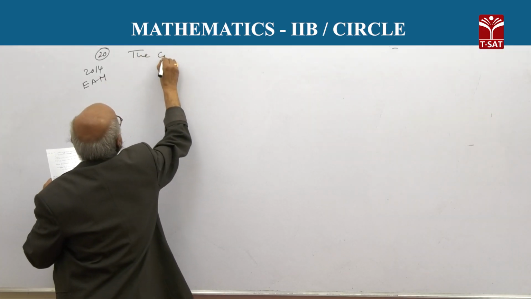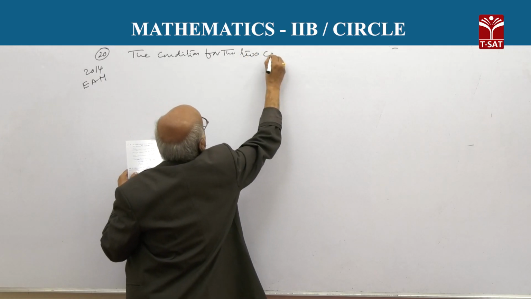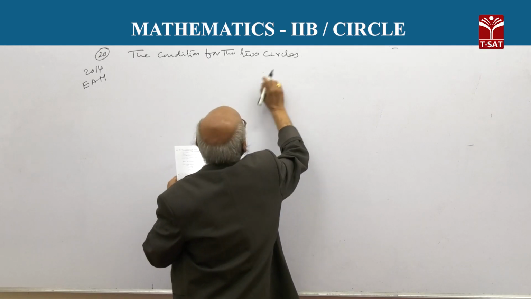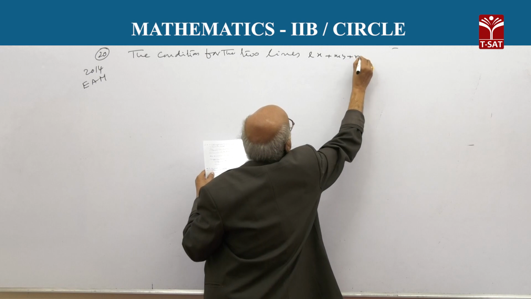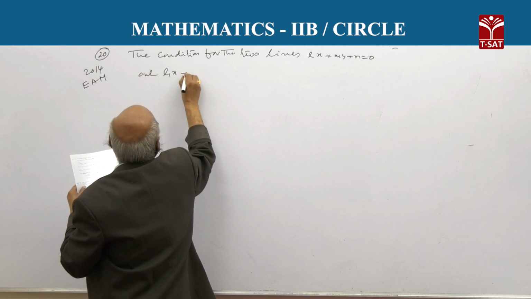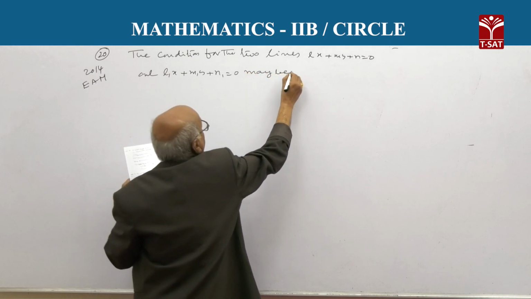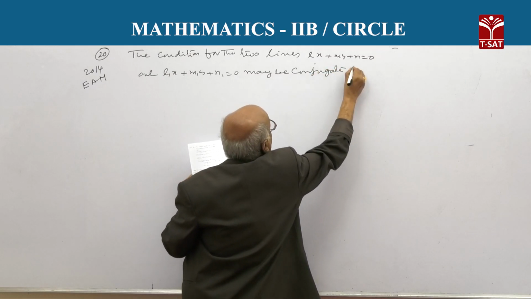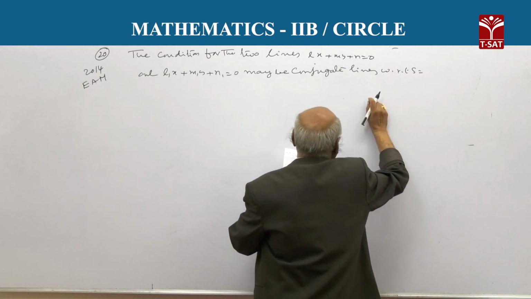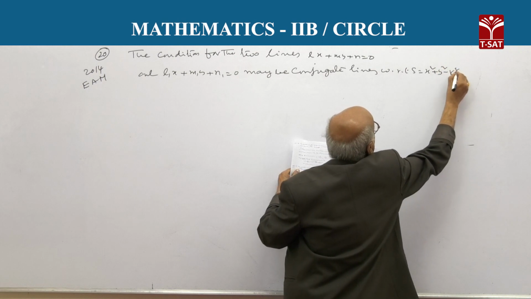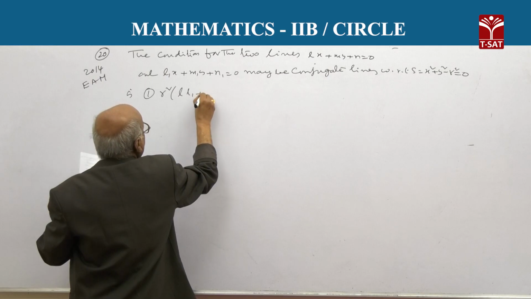The condition for the two lines Lx plus My plus N equal to 0 and L1x plus M1y plus N1 equal to 0 to be conjugate lines with respect to S equal to x square plus y square minus r square equal to 0 is number 1, r square into LL1 plus MM1 is equal to NN1.